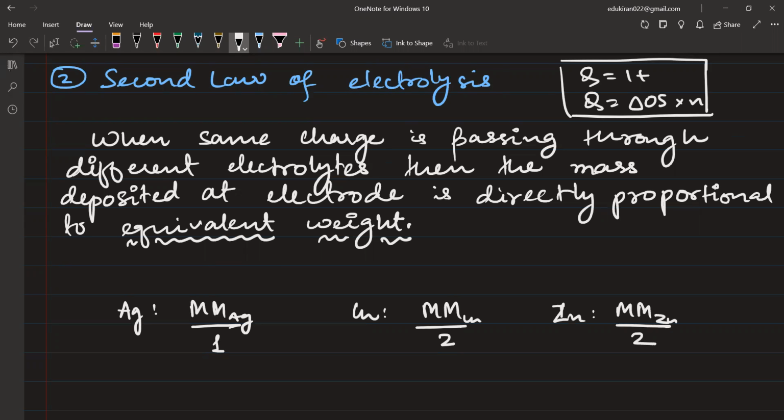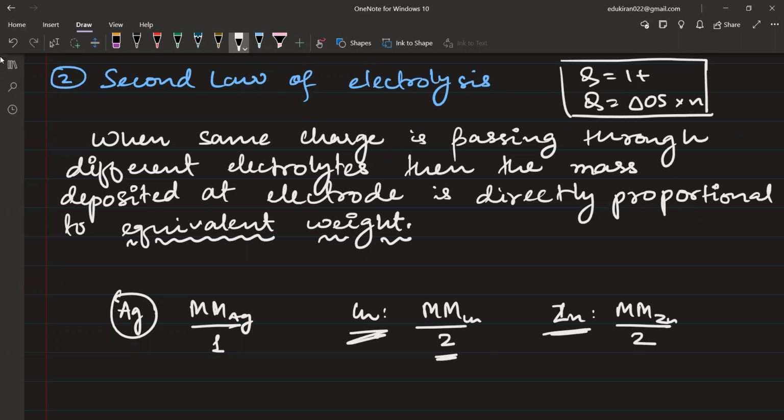If the same amount of charge is passing, then the mass of Ag will be what? The mass of Ag, rather I should say the number of moles of Ag that will be deposited will be twice that of copper and zinc, because copper and zinc require 2 electrons, but Ag requires only 1 electron. That is the meaning of the second law of electrolysis. Okay, so the number of moles getting deposited for Ag and copper, the number of moles of Ag will be twice the number of moles of copper. That's the only thing that you have to learn from here.